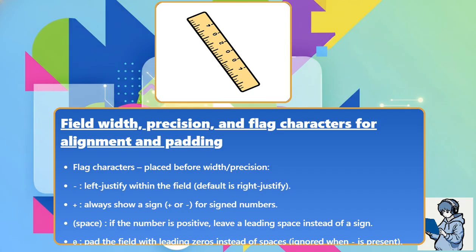Hyphen means left justify within the field; the default is right justify. Plus means always show a sign, plus or minus, for signed numbers. Space means if the number is positive, leave a leading space instead of a sign. 0 means pad the field with leading zeros instead of spaces, ignored when hyphen is present. Hash means alternate form. For %o it adds a leading 0, for %x or %X it adds 0x or 0X. For %f, %e, %g it forces a decimal point even if there is no fractional part.